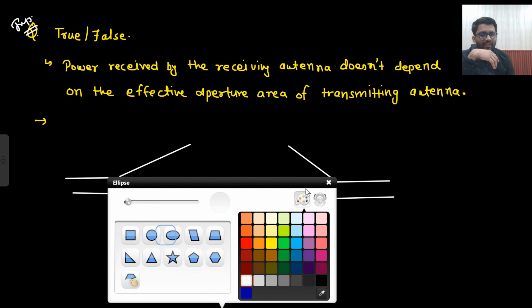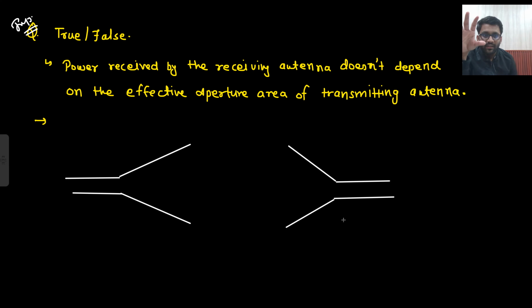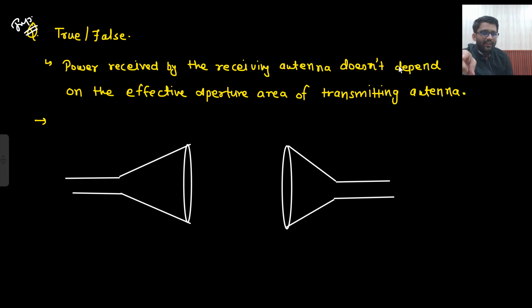Both antennas will have an aperture area. Aperture area is a property of an antenna. It doesn't depend on whether it is transmitting or receiving. So this one will have some effective aperture area, and that one will also have some effective aperture area. Now what they are saying is, power received by the receiving antenna does not depend on the effective aperture area of the transmitting antenna.